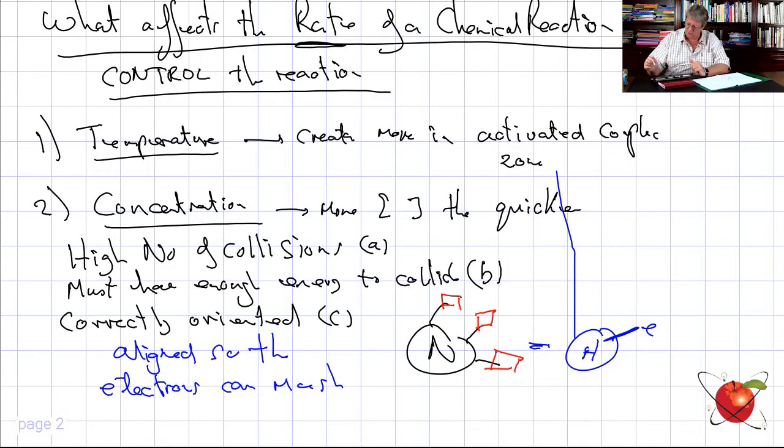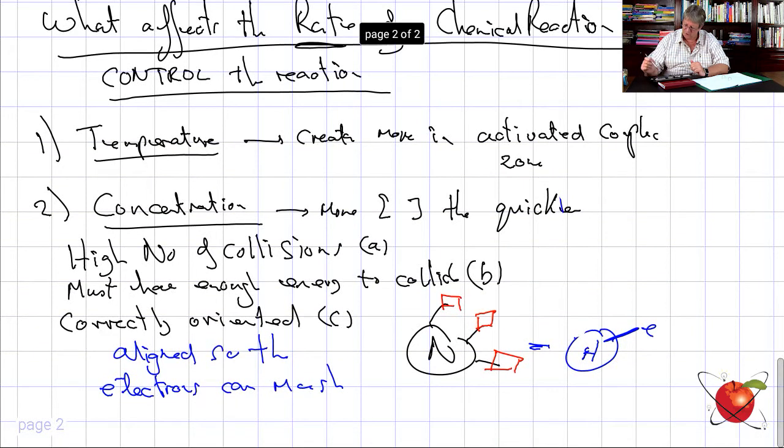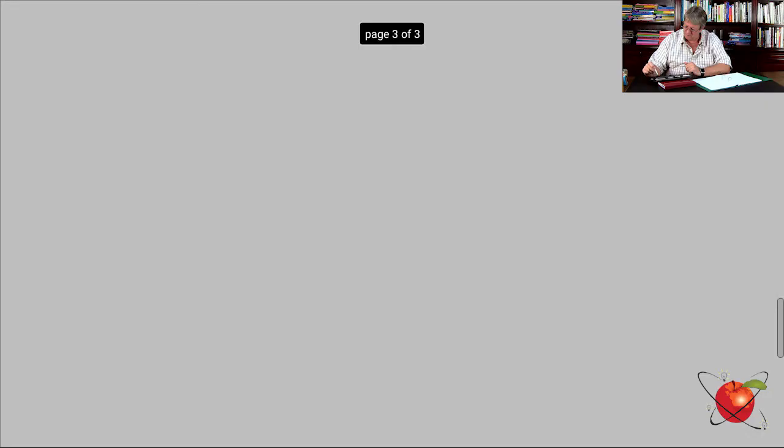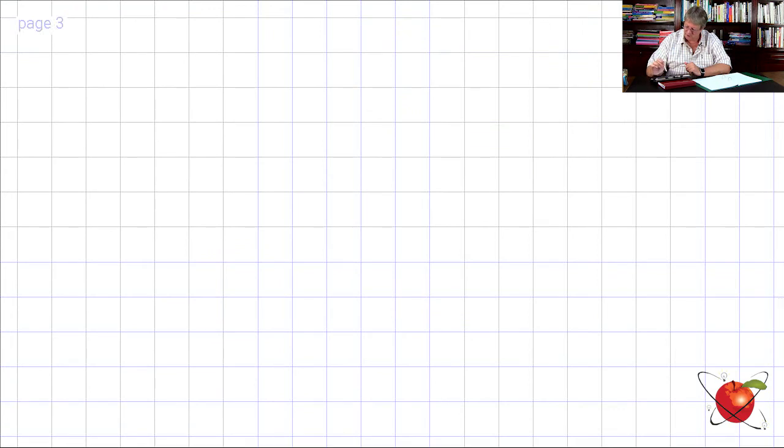Let's continue. Whoa, that's very irritating when it does that. All right. Okay. Now, I just want to go up, page 2 of 2. Okay. Let us now do number 3 and go back to a black. Okay. Then we need number 3. These are the factors still. Number 3 is the pressure of the gas.